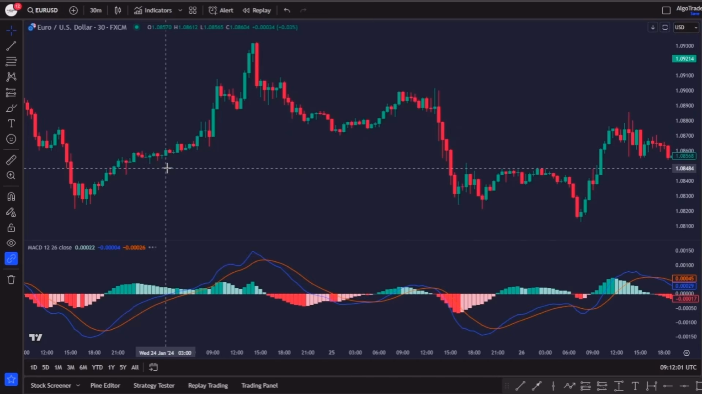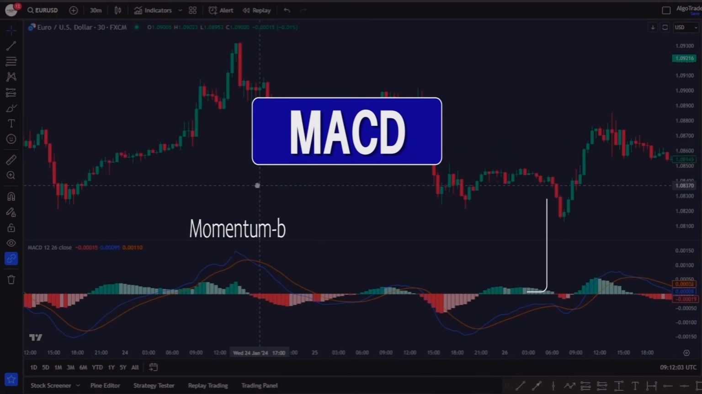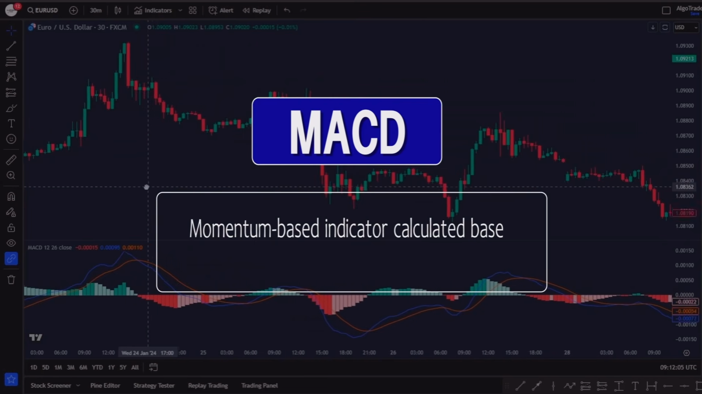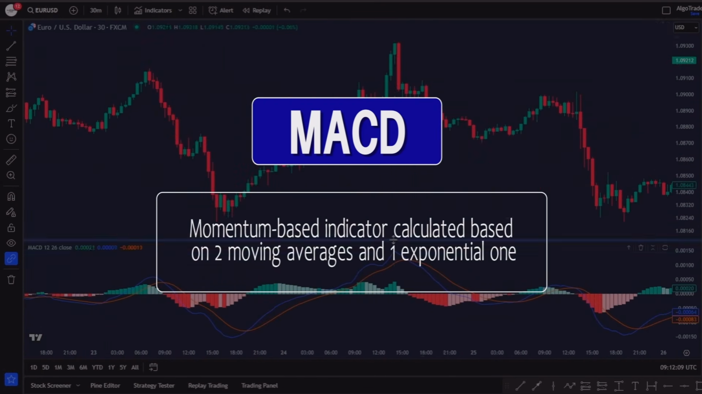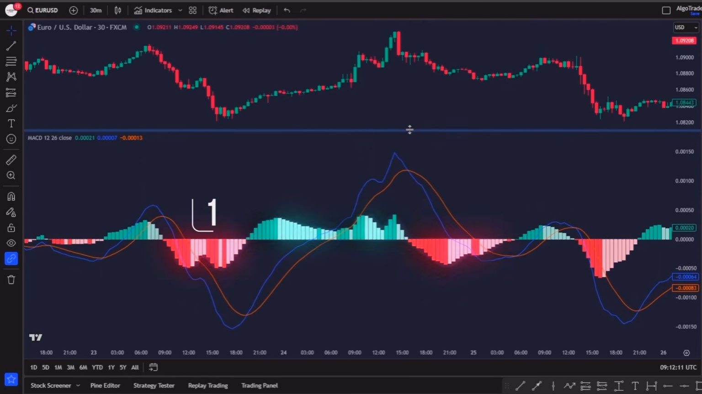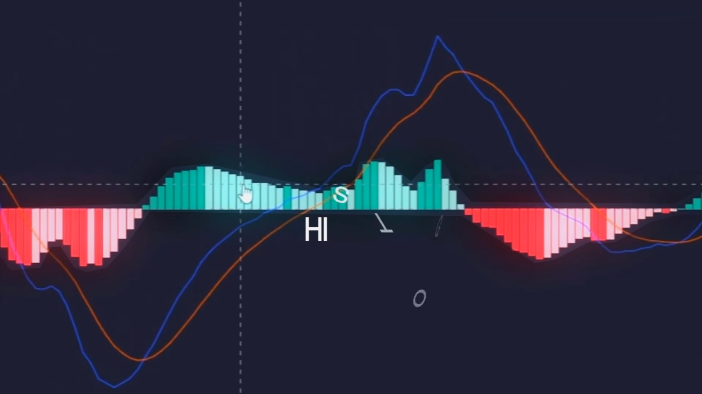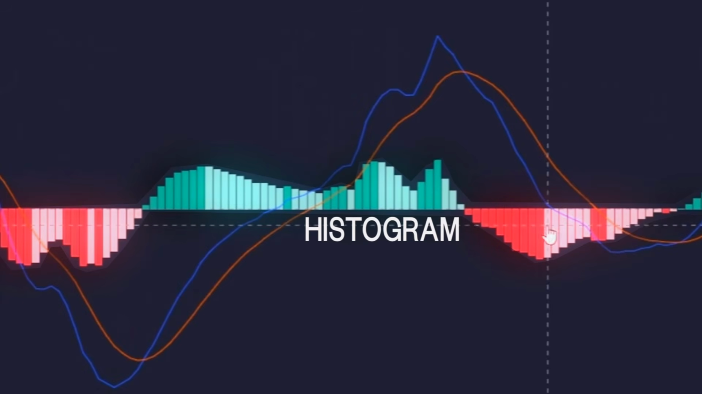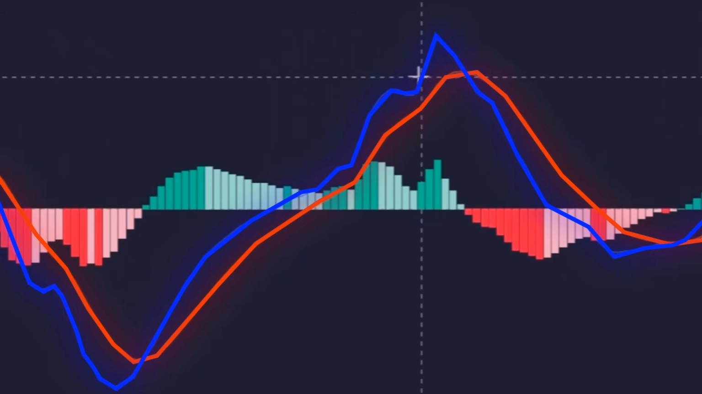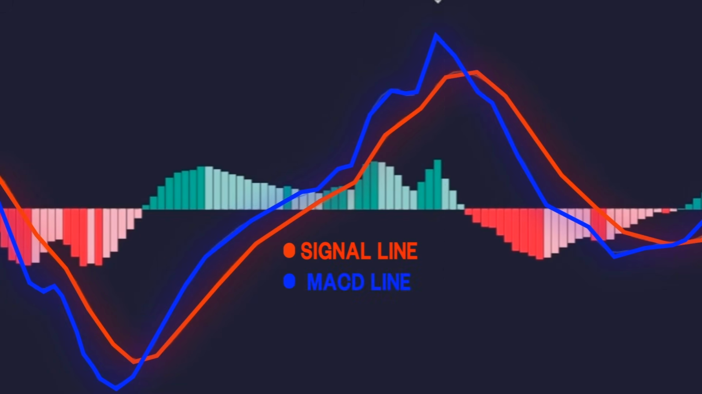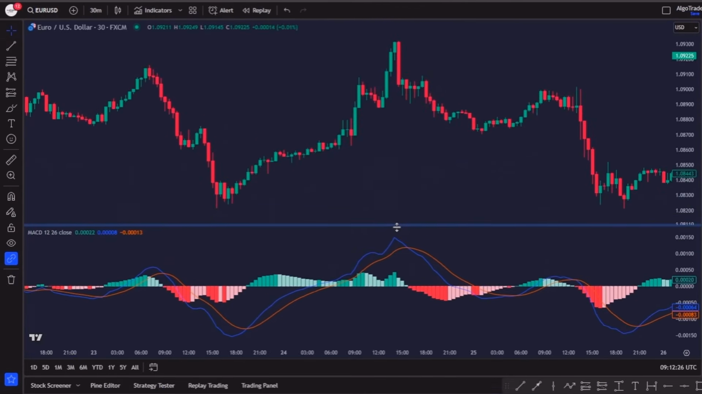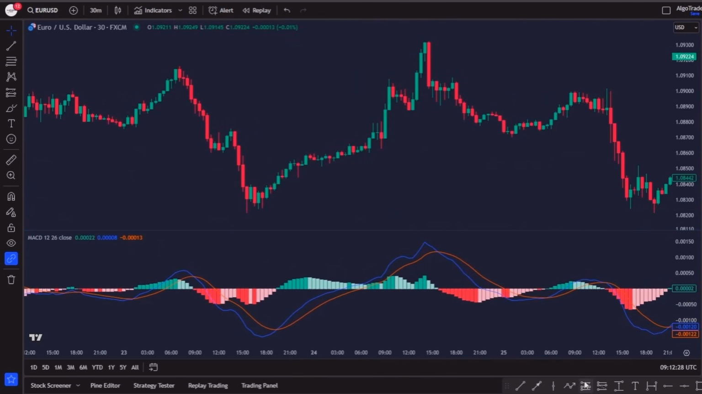For those unfamiliar, the MACD is a momentum-based indicator calculated based on 2 moving averages and 1 exponential one, and it consists of 2 main components. The first is the histogram, which shows the difference between 2 moving averages, and the second is the 2 lines. The orange one is the signal line and the blue one is the MACD line, which generate buy and sell signals. For this backtest, we are going to define our rules as follows.